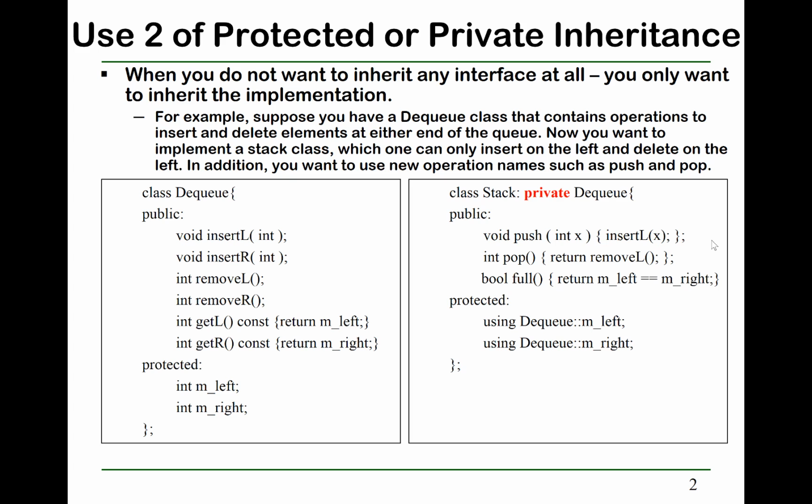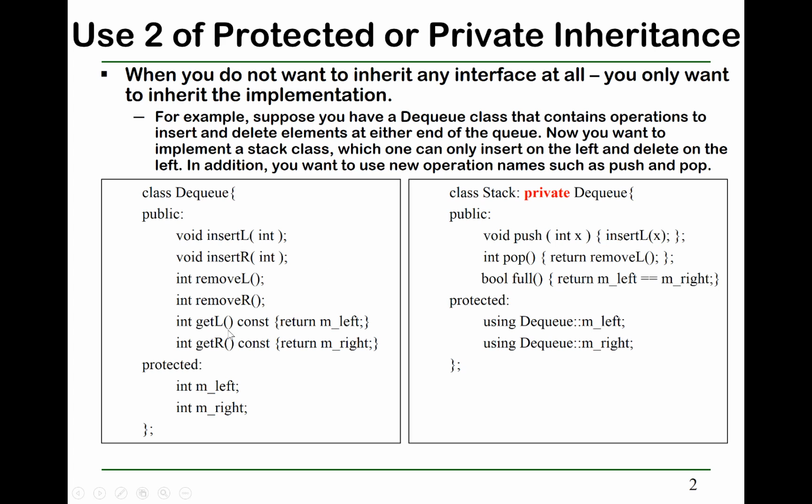Case 2 is when you do not want to inherit any interface at all. You only want to inherit the implementation of the base class. For example, suppose you have this base class DQ class already, and you want to implement a stack class. And for a stack, you can only insert on the left and delete on the left as well. And furthermore, you want to use new operation names such as push, pop, and full. Check if the stack is full or not.